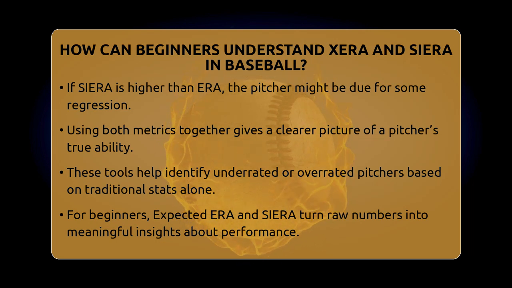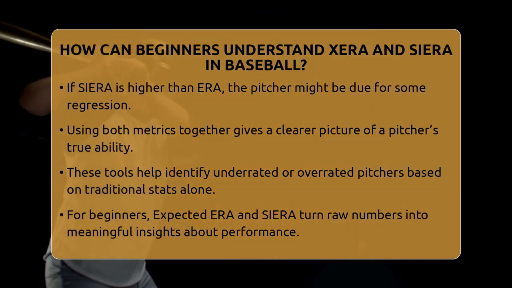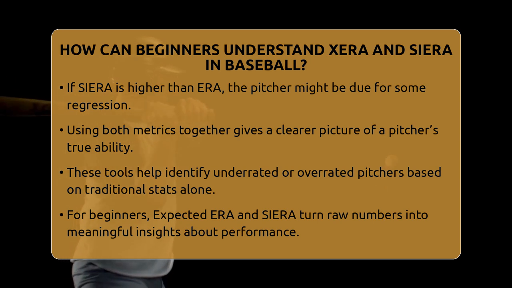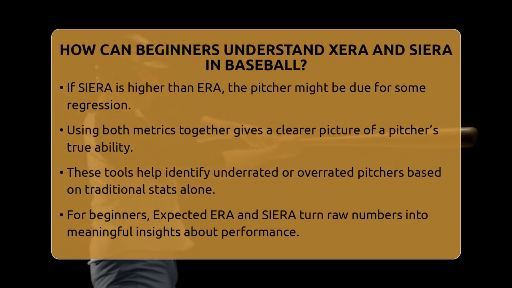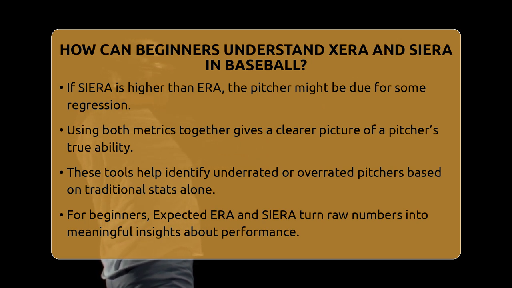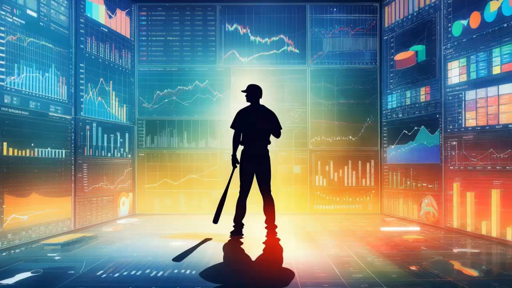Using expected earned run average and SIERA together gives a clearer picture of a pitcher's true ability. They show us who is genuinely skilled at limiting hard contact and managing different types of contact. They also help identify pitchers who might be underrated or overrated based on traditional stats alone. For anyone new to Sabermetrics, these tools are a great way to start understanding the deeper story behind a pitcher's performance. They turn raw numbers into meaningful insights, making watching baseball even more interesting and informed.